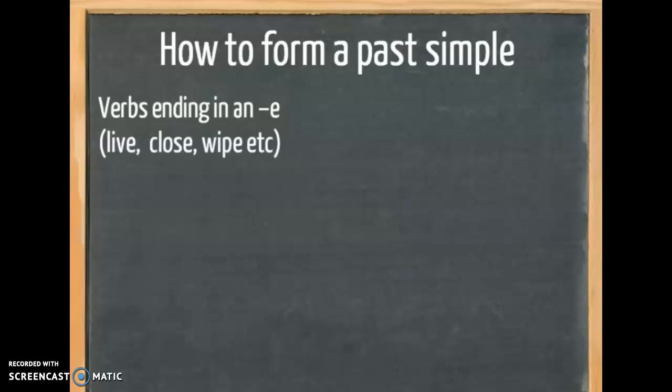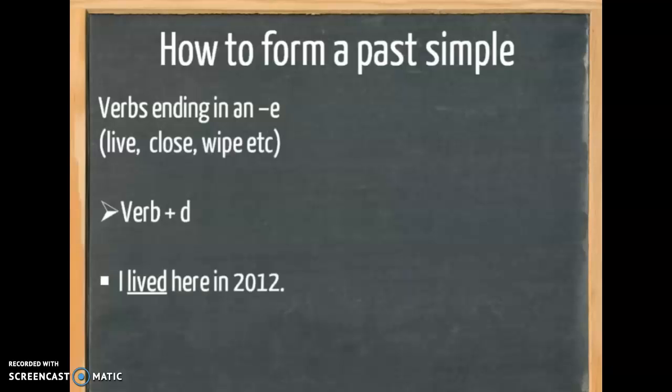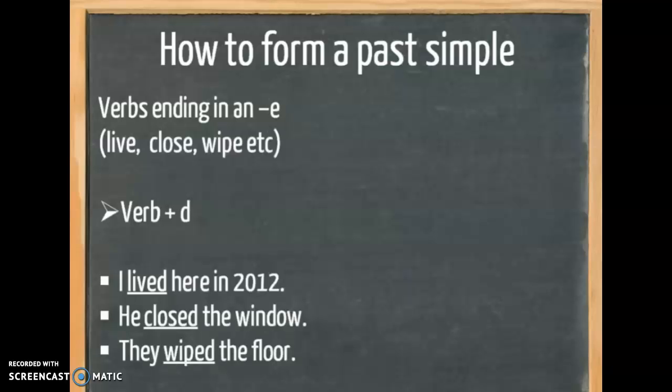Here the rule is verb plus D. For example, I lived here in 2012. He closed the window. They wiped the floor.